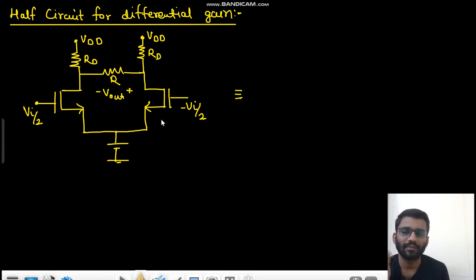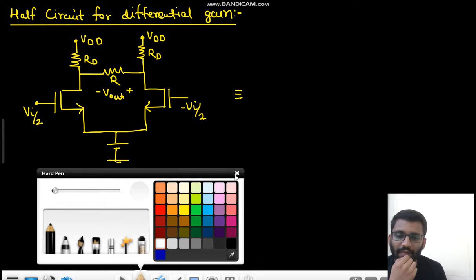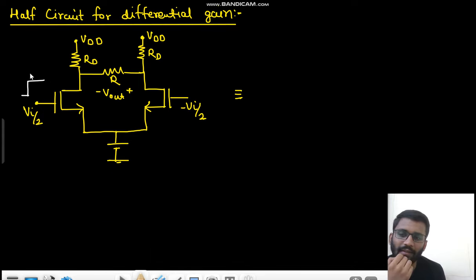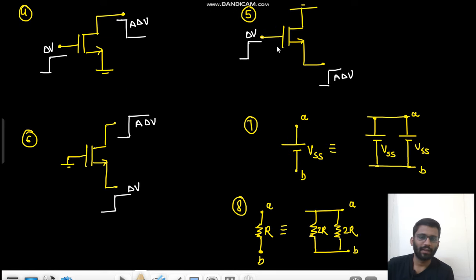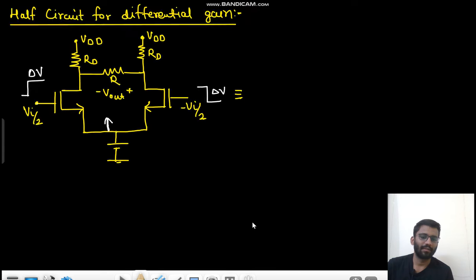Okay, so first thing we will see is that if this node goes up by delta V, okay, so this node will go down by delta V, because if this is positive, this is negative. If this node goes up by delta V, this node goes down by delta V, because this is negative. If this node goes up by delta V, what will happen to this node? It will go up by delta V, right? It will go up by delta V only. Common gate amplifier, sorry, common drain amplifier. From gate to source, if it goes up, it also goes up. If it is going up, it is going up.